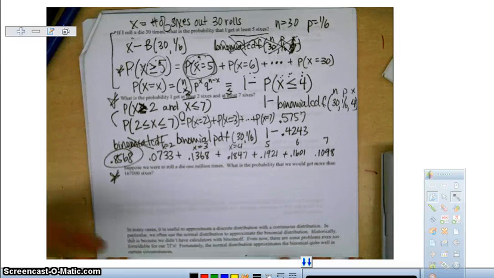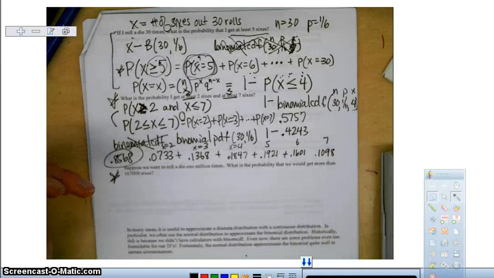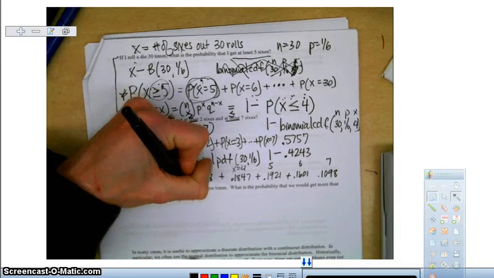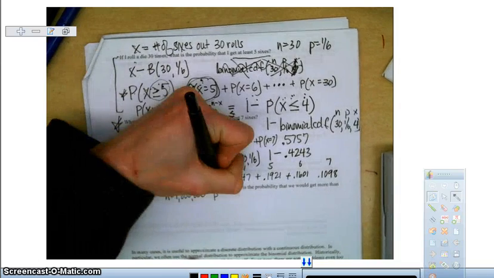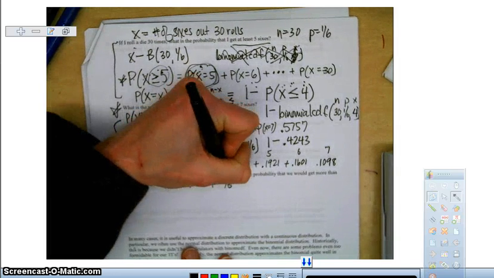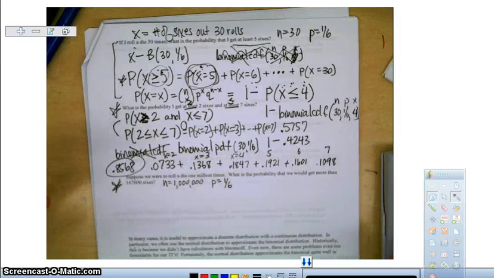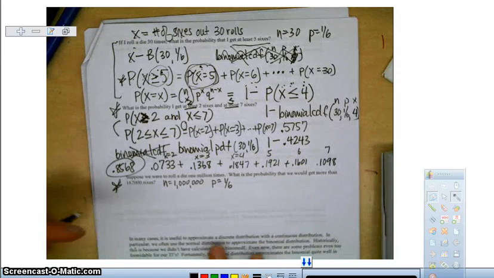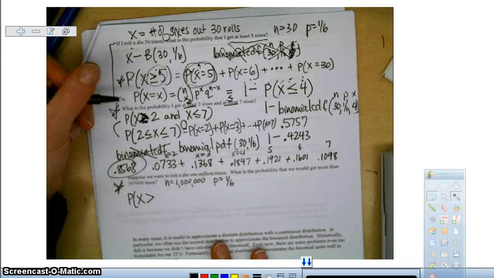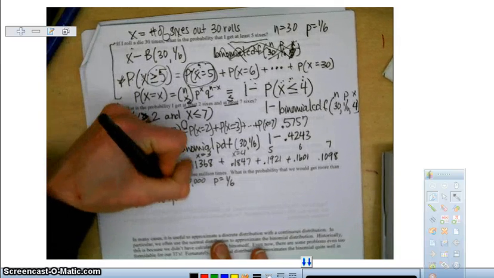All right, so suppose we're now, instead of rolling our die, how many times did we roll it in the last two examples? 30. Okay. And now we're going to roll it how many times? 1 million. So what's n in this problem? N is 1 million. And P is the probability of success. What's P? 1/6. I'm doing the same thing, only I have a bigger N. That's all. Same thing. So I want to know now what's the probability that X is greater than 167,000 sixes.